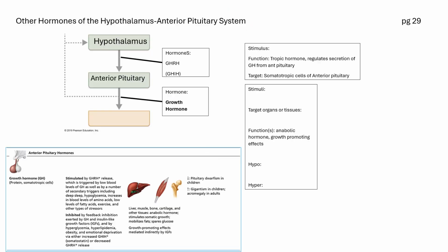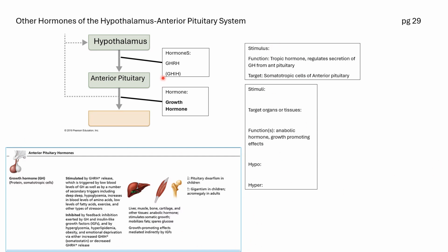Now let's move ahead. There are other hormones of the hypothalamus and anterior pituitary system, just like on the previous slide, the growth hormone. The hypothalamus secretes growth hormone releasing hormone and growth hormone inhibiting hormone. These hormones affect the secretion of growth hormone from the anterior pituitary. The target cells of growth hormone are the liver, bone and cartilage, and also other tissues. I took this from your Pearson text. You can take help from this chart to fill this.